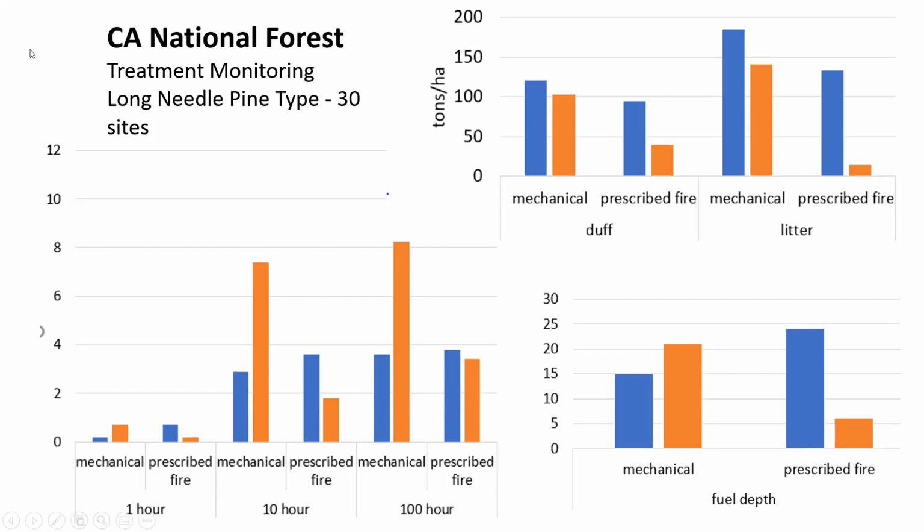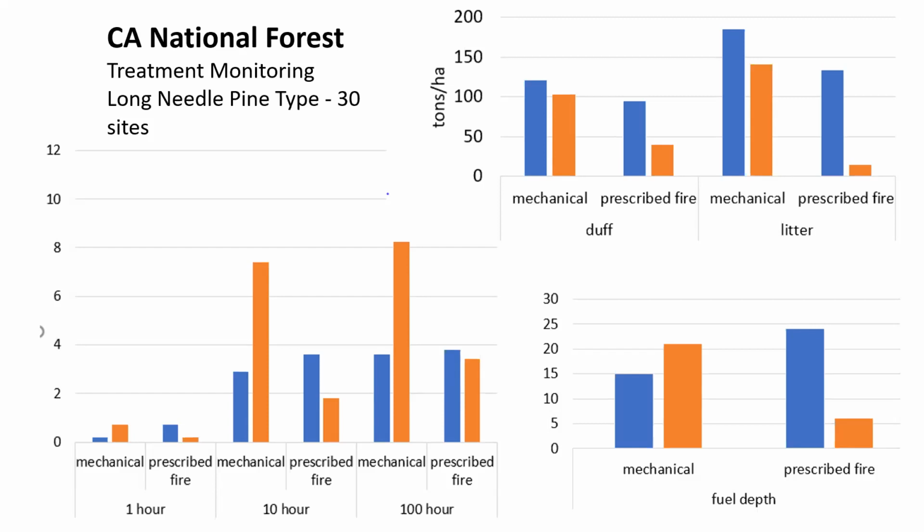You can see the pre-treatment levels are in blue, the blue bars, and the orange are the post-treatment levels. In each one, for the 1-hour, there's a set of bars for the mechanical, pre and post, and prescribed fire. Same with the 10-hour, same with the 100-hour. So thank you for putting up those diameters. It's actually not quite right what the person put, but they're close. They're on the right track.